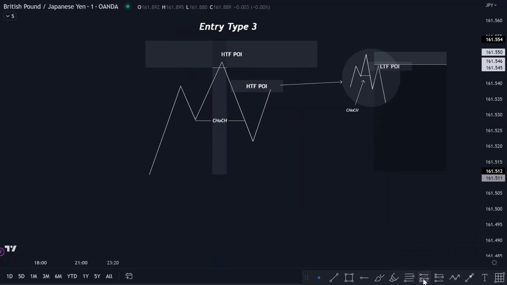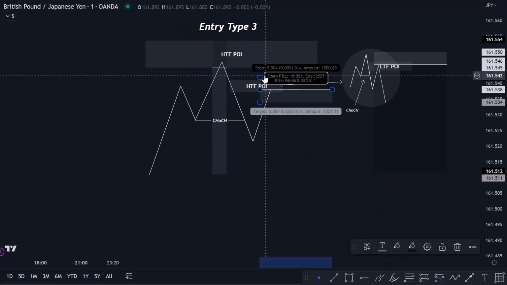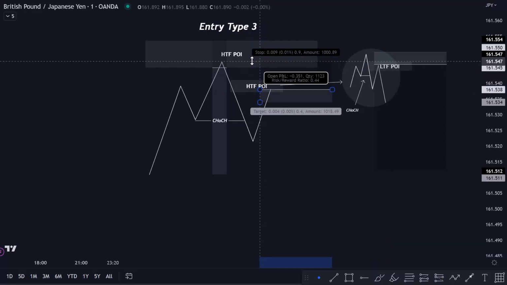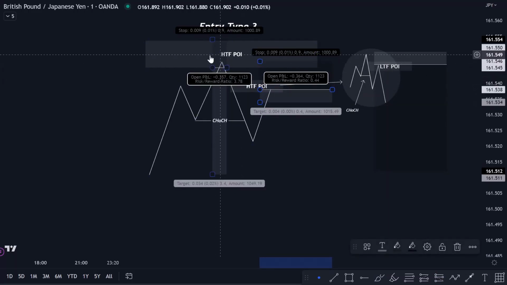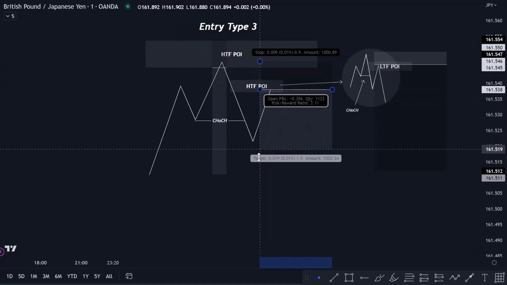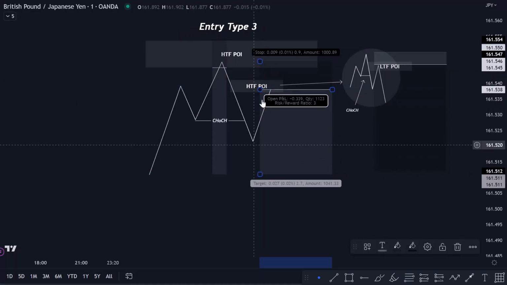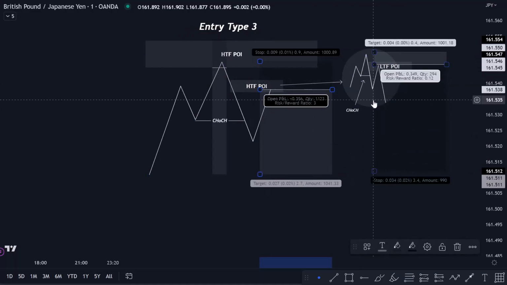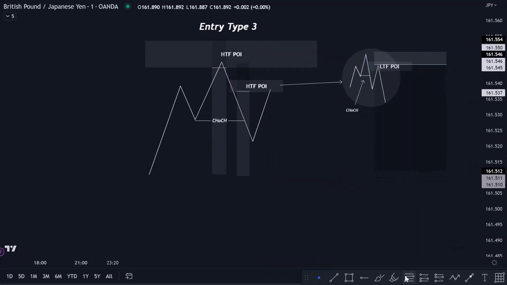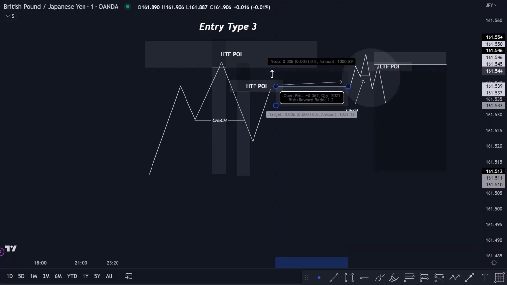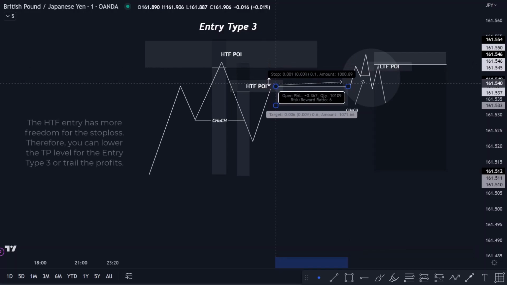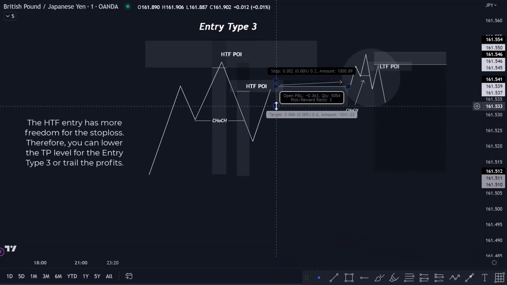The second entry for the second type would be here, and the stop loss, see, above this swing high, and then targeting the same area. It's not always going to be the case. Now for this entry, what we do is this. It's going to be somewhere in here, we don't know exactly, but the stop loss is going to be this small.